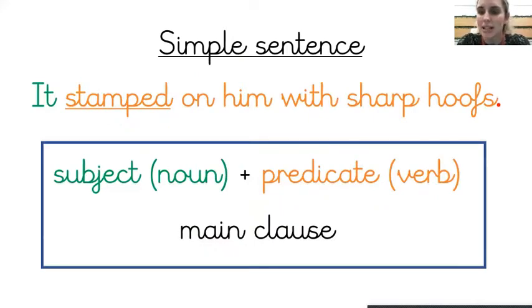So here is our simple sentence from the text. It stamped on him with sharp hoofs. All simple sentences include a subject, which includes our noun, and a predicate, which includes a verb or a group of verbs. In this simple sentence, our subject is it. We know that it means the Minotaur. It is a pronoun for the Minotaur. Our predicate, stamped on him with sharp hooves, describes what the Minotaur did, and it includes our verb, which is stamp. Our subject and our predicate make a main clause. We add our punctuation to the end to create our simple sentence.